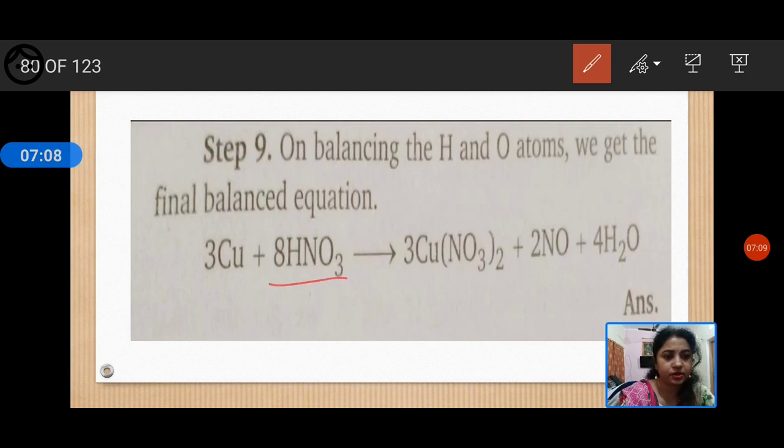8 HNO3, 3, 3, 2, and to balance water, we will write 4 in front of water. Now see if all the atoms are balanced. 3 copper, 3 copper.